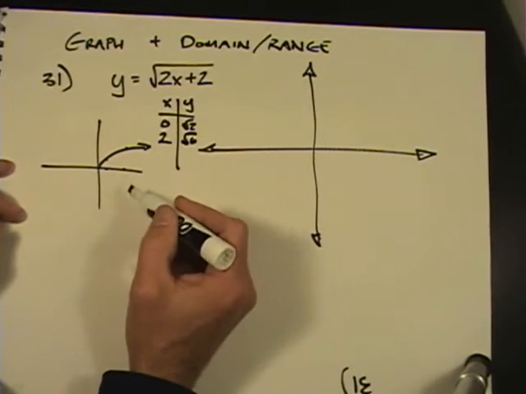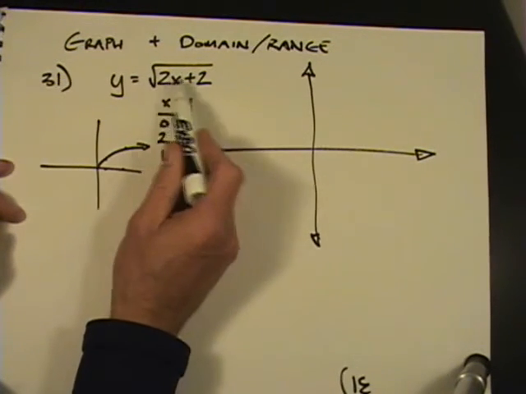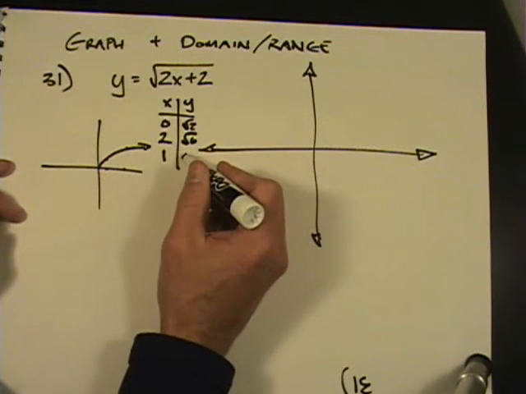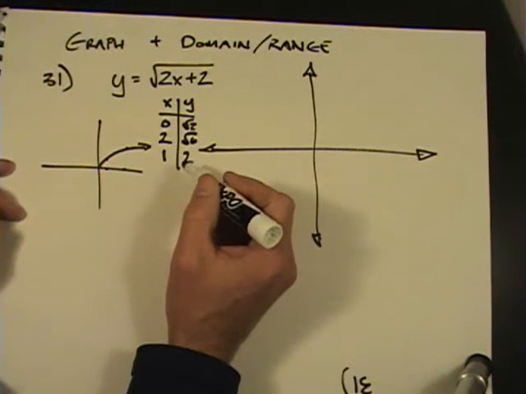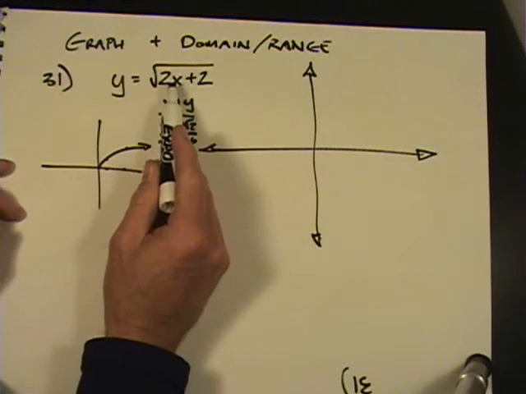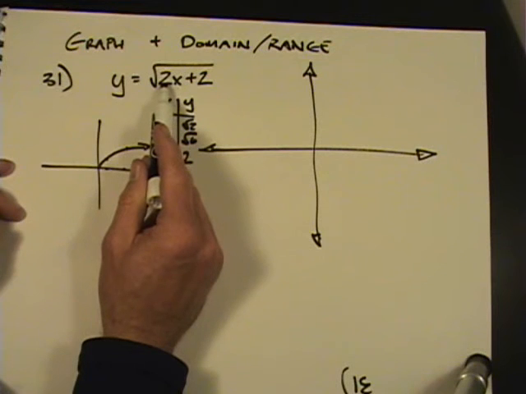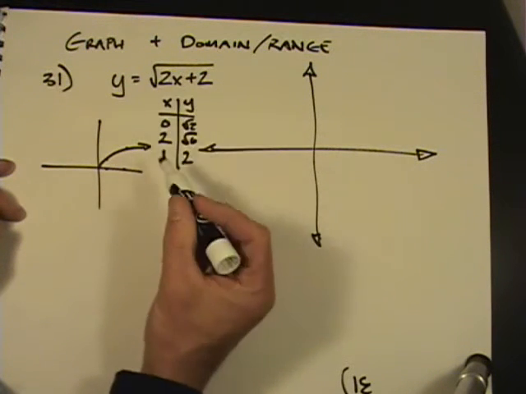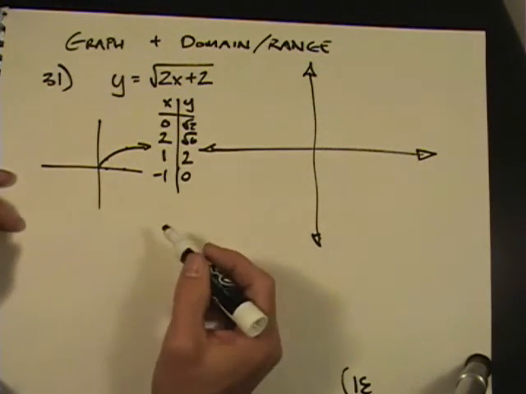Okay. If I try to find something a little simpler, I could plug in 1. 1 times 2 is 2. 2 plus 2 is 4. 4 square rooted then is 2. But I need to find out some of its boundaries. For instance, x can be negative 1, and when I multiply that by 2, I get negative 2, and then that will add up to 0. So negative 1 is where I'm going to get my intercept of 0.